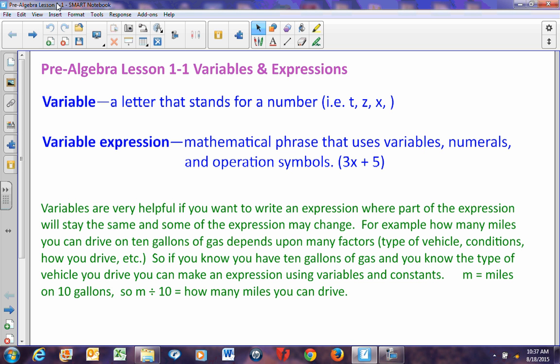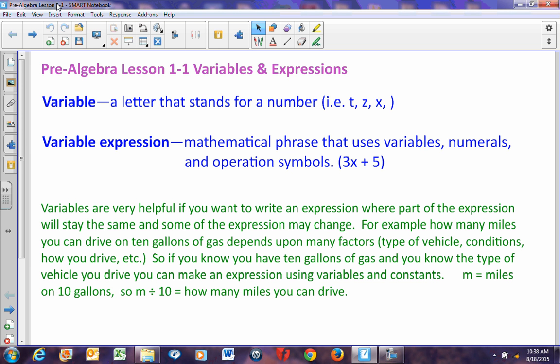A variable expression is a mathematical phrase that uses variables, numerals, and operation symbols. For example, 3x plus 5 is a variable expression. It has a variable, and it has a mathematical operation symbol with it, like a plus, a minus, an addition, subtraction, multiplication, or division symbol. Variables are very helpful if you want to write an expression where part of that expression will stay the same over and over again, but another part of that expression might change.